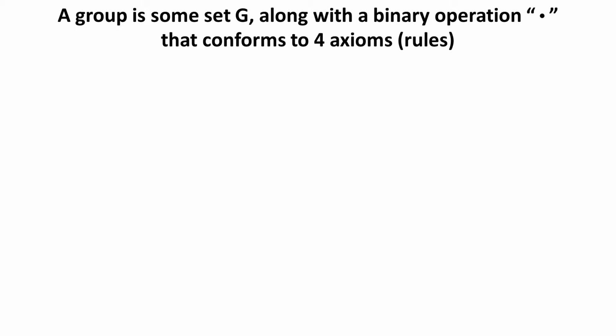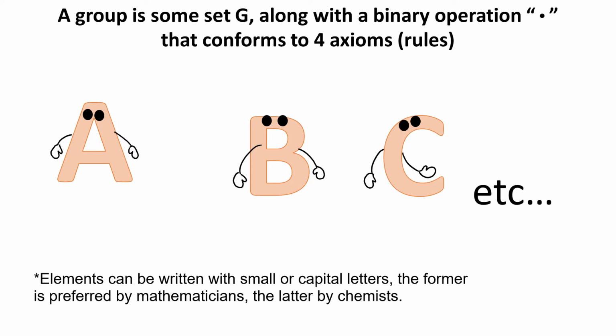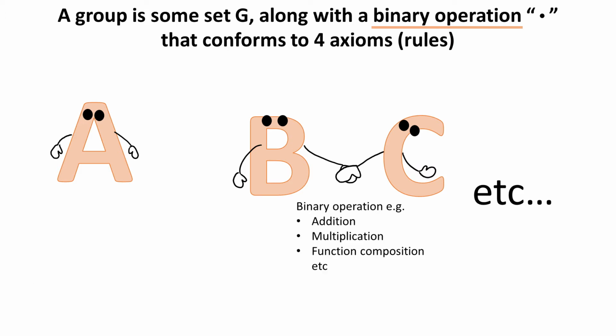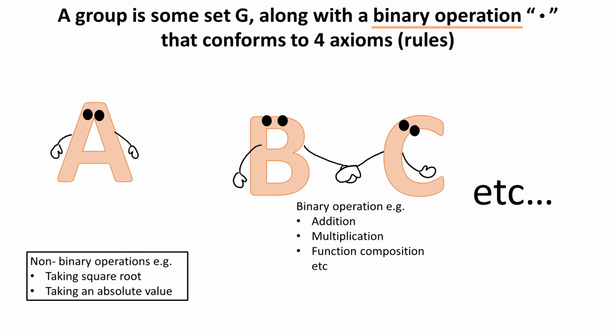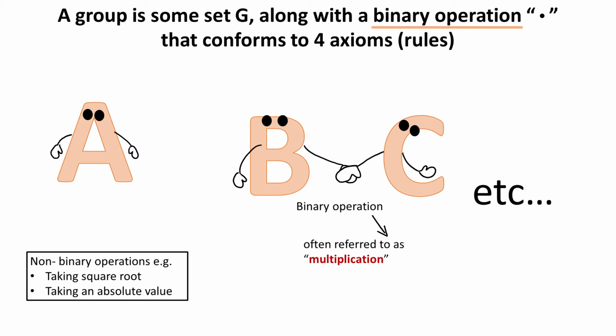To have a group, you have to have a set of elements, A, B, C, etc., and you need to have some operation that allows you to combine these elements together, like addition, multiplication, function composition, if elements happen to be functions, etc. Therefore, the operation is called binary. You need two elements to accomplish something. This is in contrast with non-binary operations, like taking a square root or taking an absolute value, where you need only one element. Also, please notice that in jargon, the binary operation is referred to as multiplication, and the outcome as product, even in cases where the binary operation is not actually multiplication.